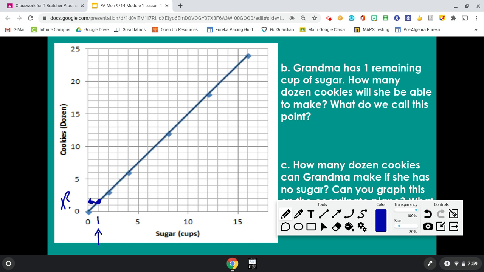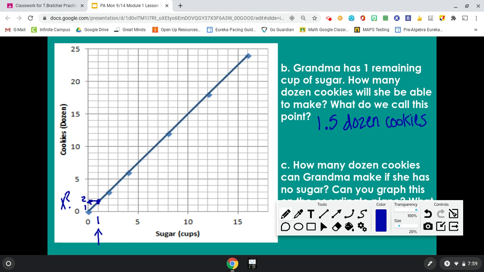And so it's kind of hard to see, okay? So let me erase that so you can get a good look. Again, we're looking at that dot right there. And again, if I go over, that's basically in between the 1 and the 2. So she would be able to make 1.5 dozen cookies.